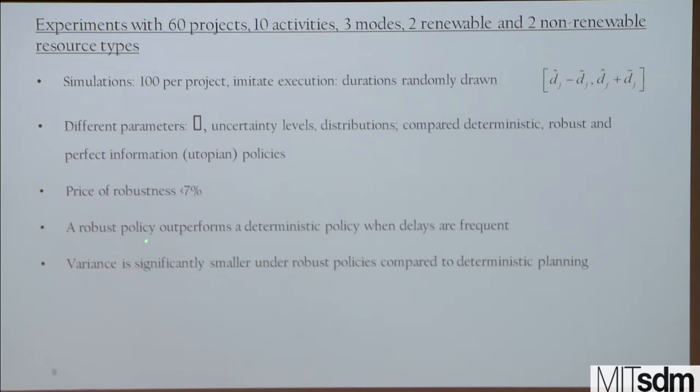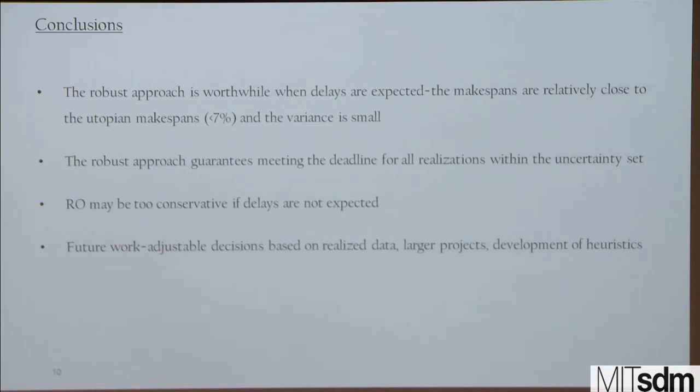And we saw that robust policy outperforms the deterministic policy when delays are expected, and the variance of the results of the robust policy implementation is smaller compared to deterministic planning. So, to conclude, the robust approach is worthwhile when delays are expected. And the makespans are relatively close to the utopian makespans, and the variance is small. So it seems that it may be a reasonable policy for many cases. And moreover, this approach guarantees that we meet the deadline for all realizations within the uncertainty set, but it may be too conservative if delays are not expected, which is, I think, from my experience, a rare event.